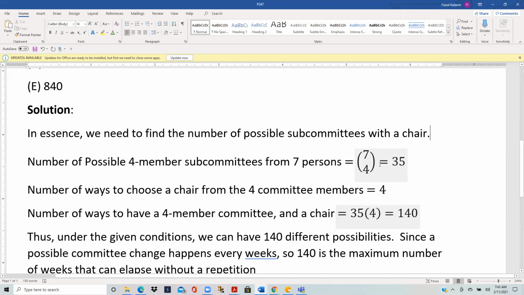But since we are also interested in one of them being the chair, every time you choose a subcommittee of 4 members, one of them is the chair. So it means 1 out of the 4 has to be selected as a chair. Therefore, the number of ways to choose a chair from the 4 subcommittee members will be 4, because there are 4 subcommittee members and any of the 4 can become chair. So 4 possibilities.